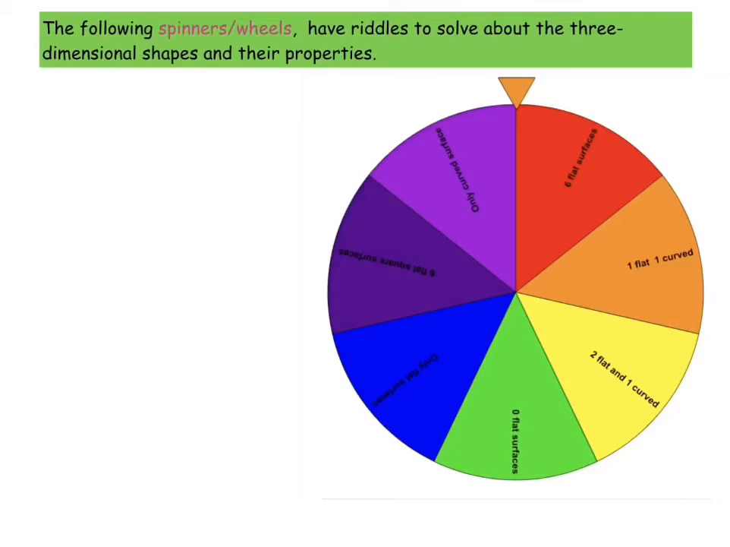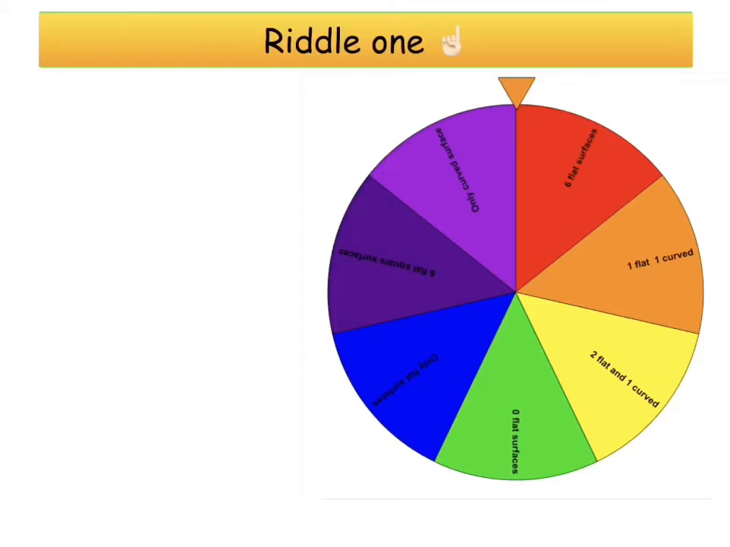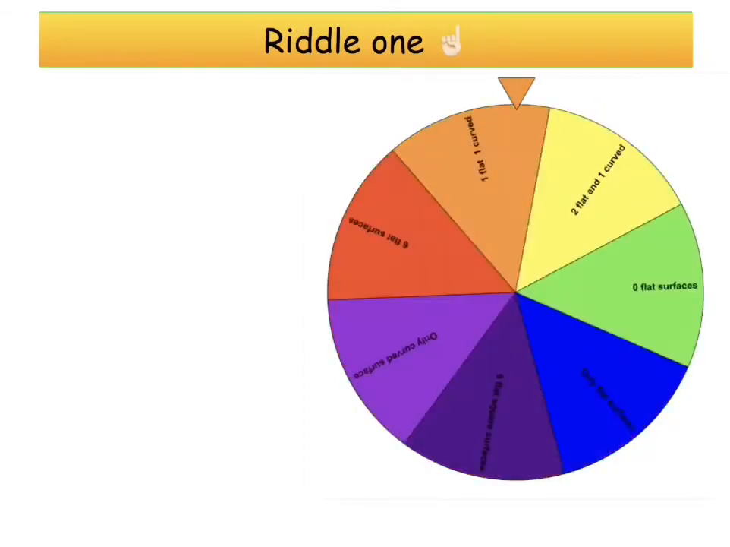Let us first revise what we have taken in the previous lesson when we talked about the shapes and their properties. Now, the following spinners or wheels will have some riddles to solve about the 3D shapes and their properties. Are you ready for the first riddle? Let's do it.